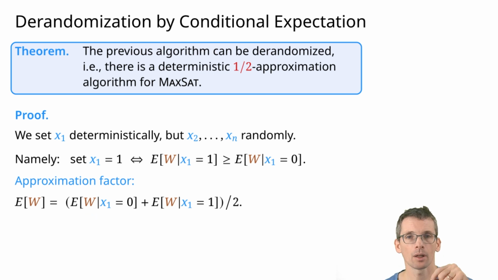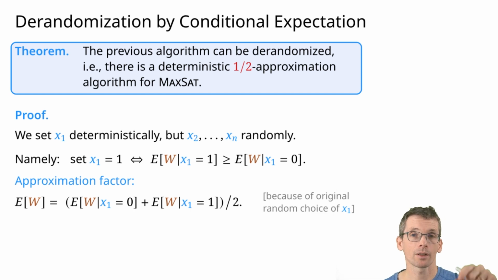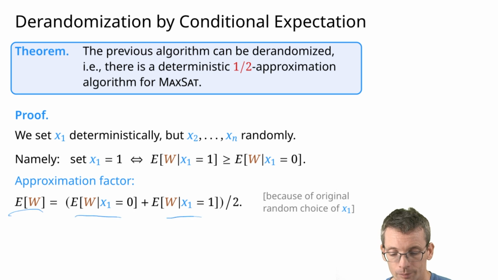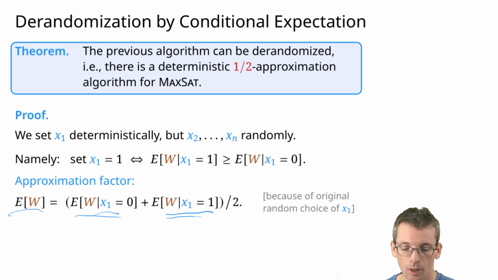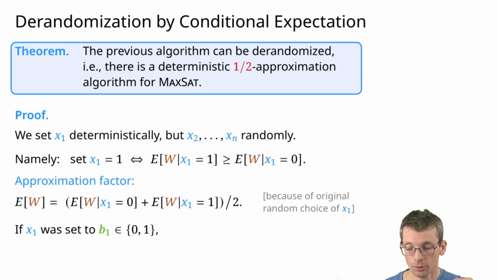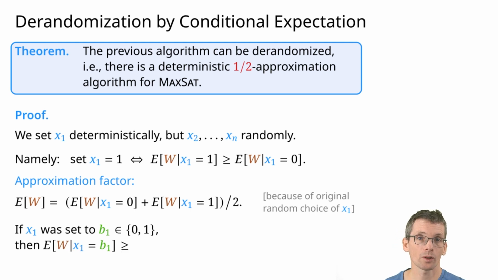So this can be easily seen because x1 in the randomized algorithm is simply 0 with probability 1/2 and 1 with probability also 1/2. Therefore, EW is 1/2 times this plus 1/2 times that over here. And what that means is that EW is the average of those two. By the choice of x1 as we do it, no matter whether we set it to 1 or to 0, we're going to pick the larger of the two. And the larger of the two is of course larger than the average of the two, which corresponds to EW.